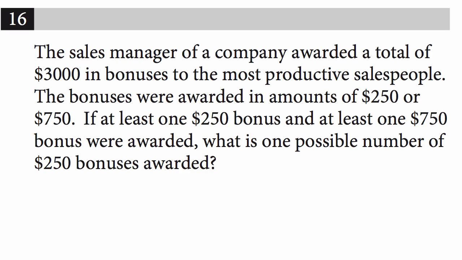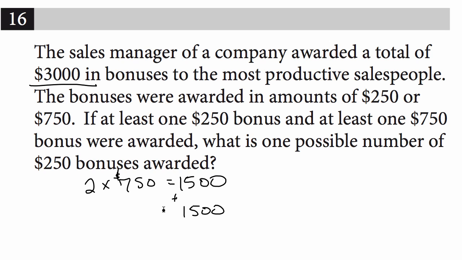So all I would do is I would just say, hypothetically, let's say we had two $750 bonuses, so that's $1,500. So we have a total of what, $3,000? So that means another $1,500 has to be in $250 bonuses. So how many is that?